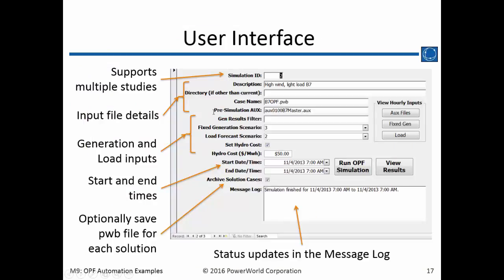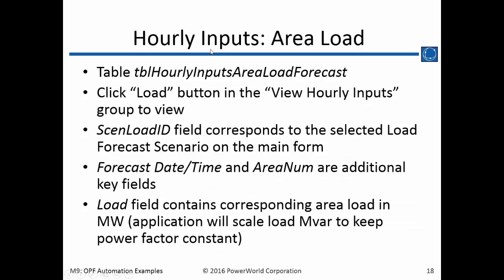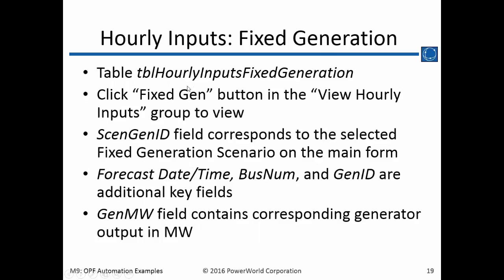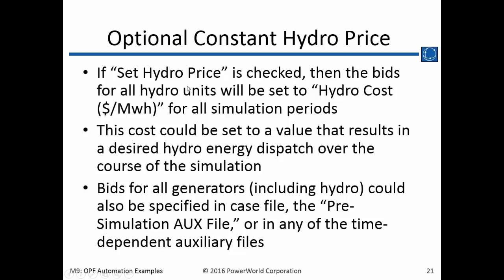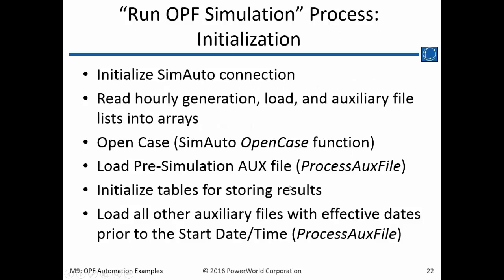Okay, so again, this is the user interface. This just explains where the data lives inside the Access database that gets pushed into the simulator: fixed generation and other parameters. Here you can set that checkbox for setting the constant hydro price, and if you do that, then it does stuff. So this is the general process that's in the code.